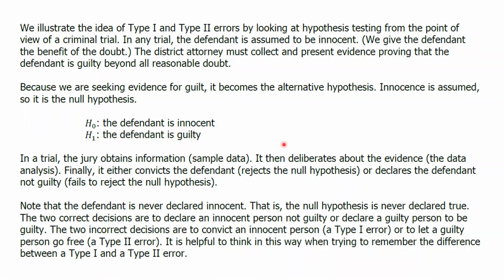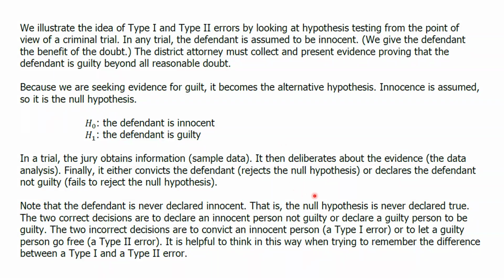So in a trial, the jury obtains information, which is the sample data. It then deliberates about the evidence, the data analysis, and then finally, it either convicts the defendant, rejects the null hypothesis, or declares the defendant not guilty, fails to reject the null hypothesis. Note, and this is important, the defendant is never declared innocent. That is, the null hypothesis is never declared true.